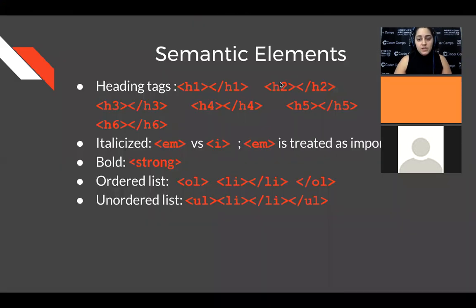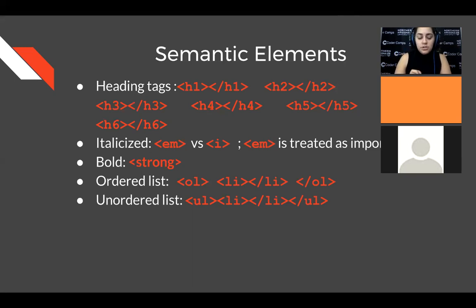Semantic elements. Semantic elements are going to be your heading tags, your italicized, bold, ordered lists, unordered lists. Heading tags go in order of importance, so 1 through 6, 1 being the most important, 6 being the least important. Italicized, EM versus I. EM is treated as important.